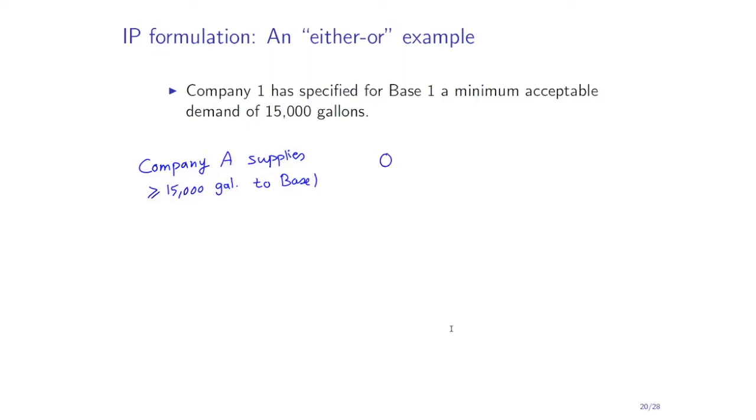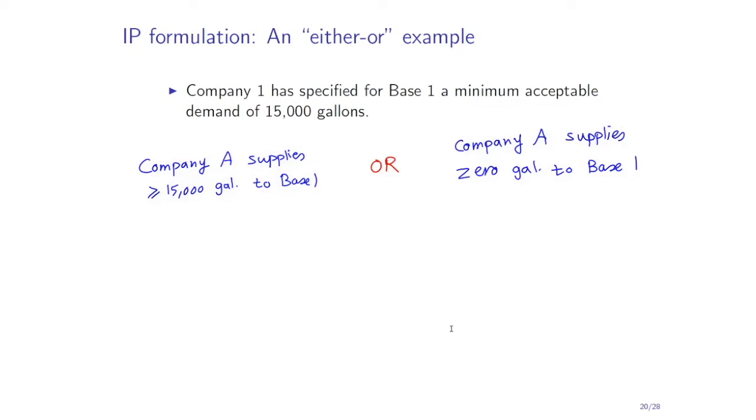Or what is the other possibility? The other possibility is that it provides nothing to base 1, because it says that this is the minimum acceptable. Okay, less than this, I cannot do that. So the other case is company A supplies 0 gallons to base 1.